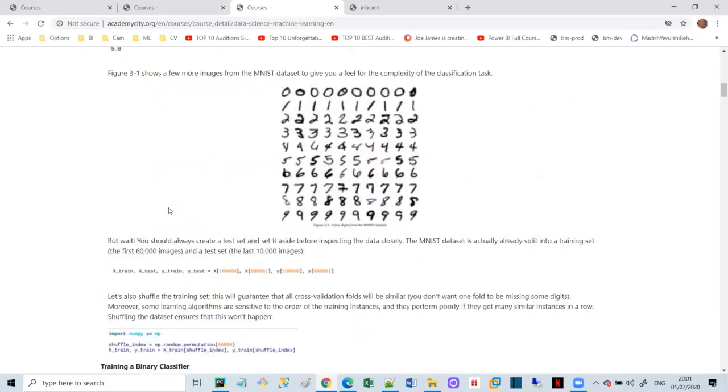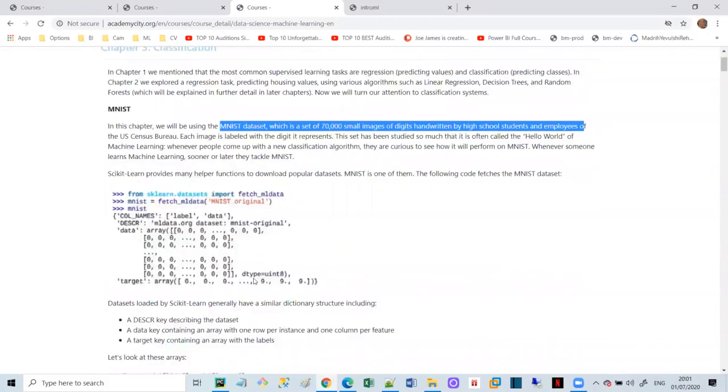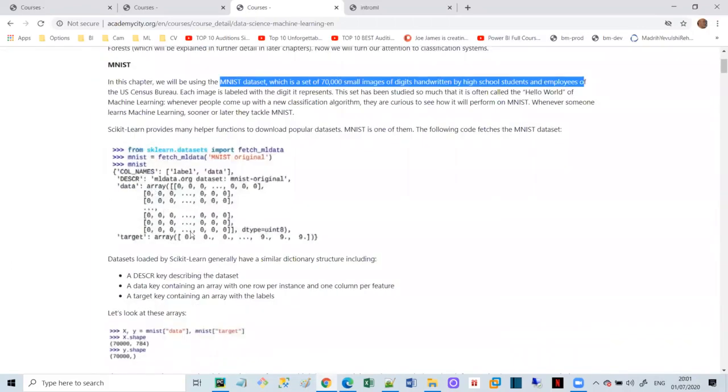As I said before, in stage number 1, what the code does is take the whole 70,000 rows. I have 70,000 rows here. I split them into 2. 60,000, we're going to use as training data, and 10,000, we're going to use as test data. So far, so good?